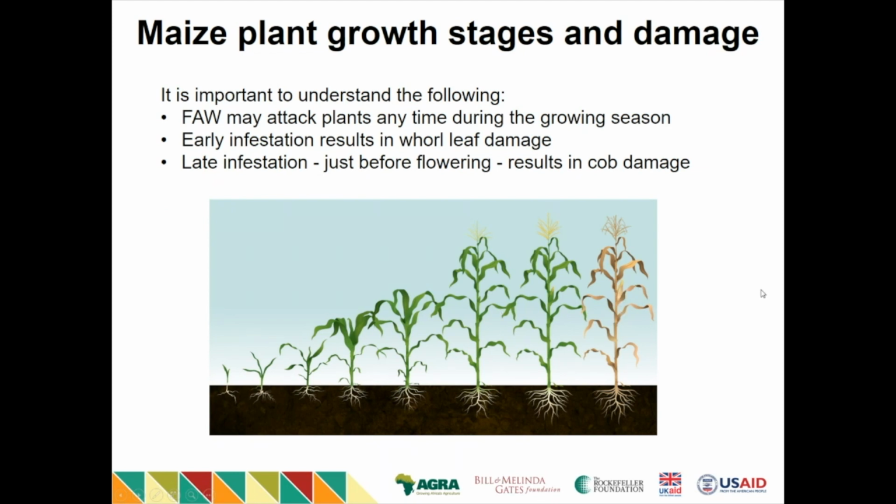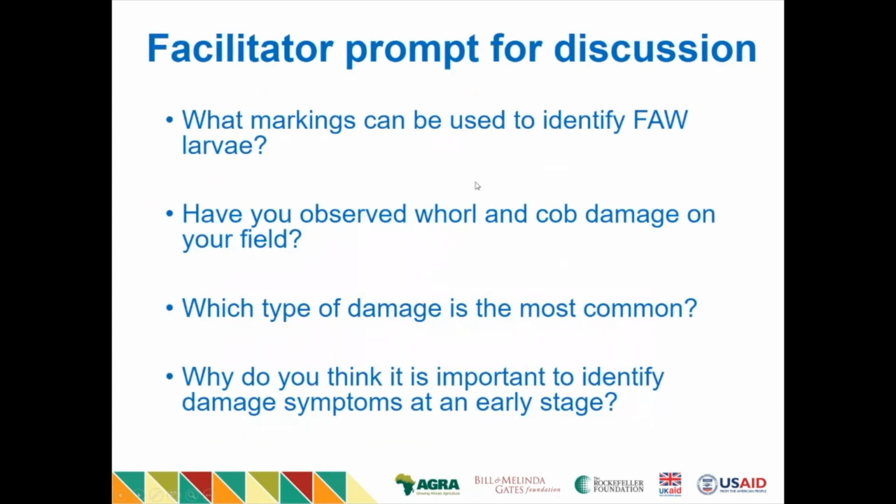That is why we get cob damage with late infestations. So the type of thing that you as a trainer can ask the farmers is, how do you identify fall armyworm larvae? Have you seen cob damage in your field? Because from experience we know that farmers observe a lot more whorl damage than actually materializes in cob damage later on. Which damage is most common, so that they can start thinking about this. And very important, and this is one of the main messages I think, farmers should know that it's important to identify symptoms at an early stage, which gives them time to intervene.